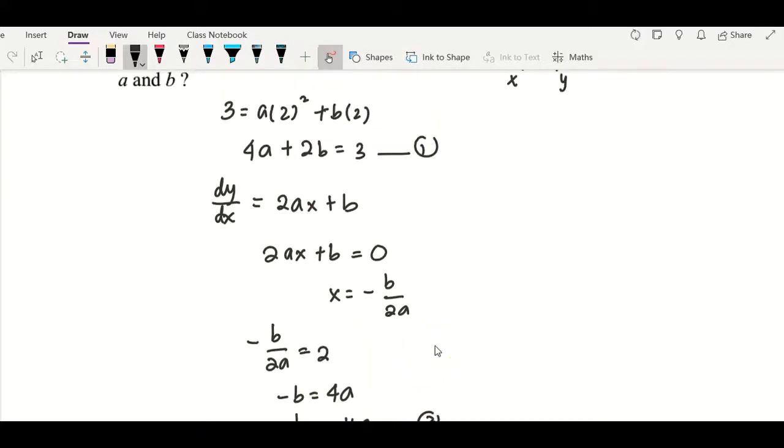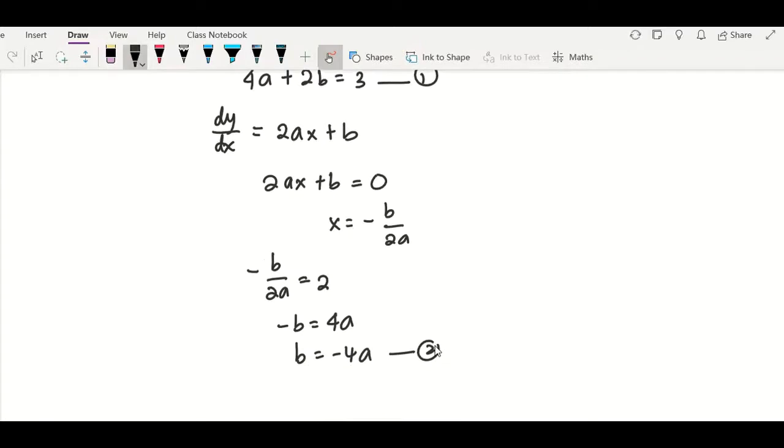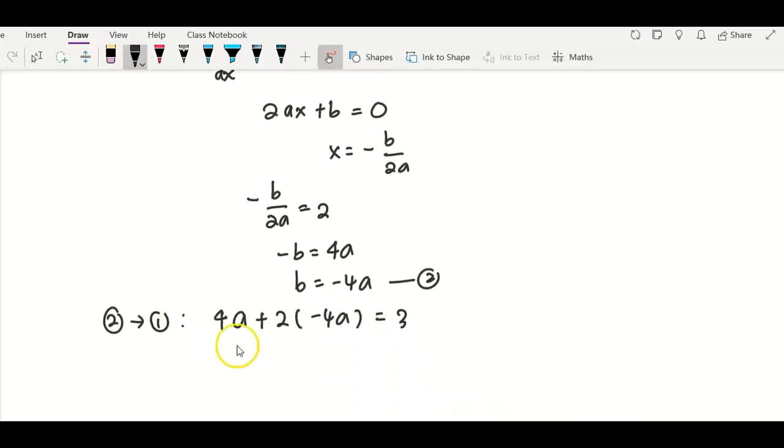Solve the simultaneous equations, equation 1 and 2. I substitute equation 2 into equation 1. I have 4a plus 2b equals 3, and I substitute b as negative 4a. Then I got 4a minus 8a, which gives negative 4a equals 3. So a equals negative 3 over 4.